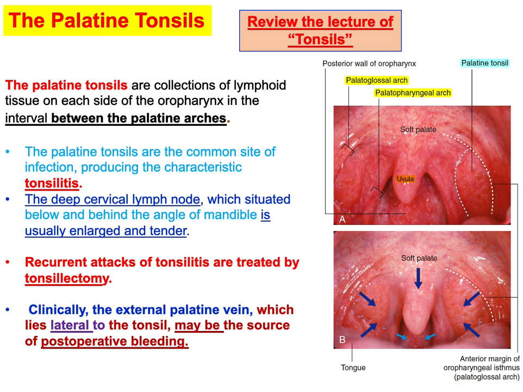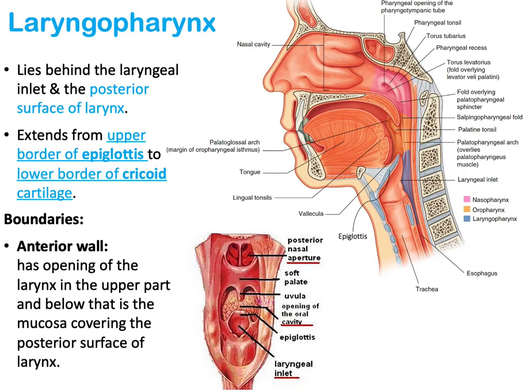So I will skip this part because this is related to the first lecture, and we'll jump to the third part of the pharynx, which is the laryngopharynx, located behind the larynx. I will change the color now. This blue color extends behind the laryngeal inlet. This is the laryngeal inlet, the entrance to the larynx. Behind it you have the laryngopharynx.